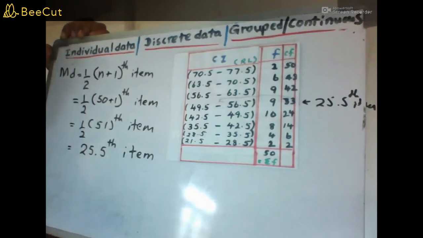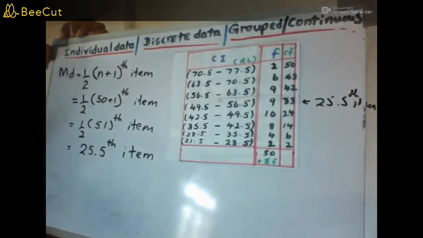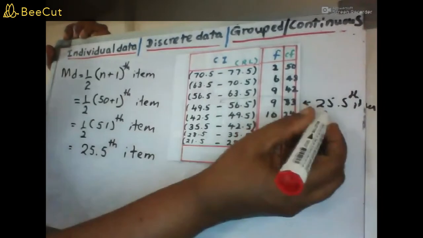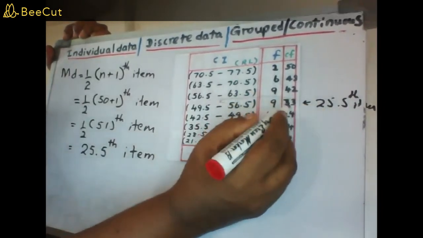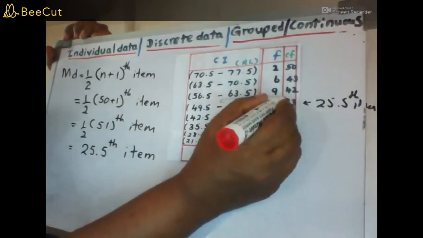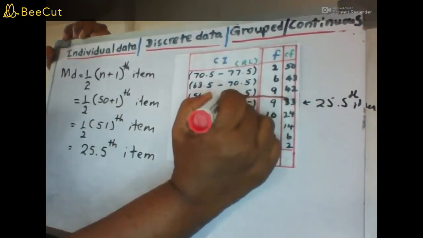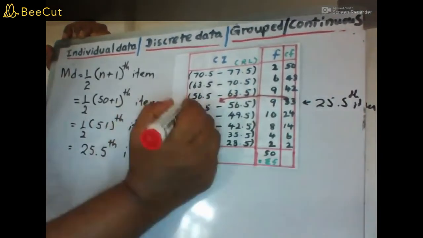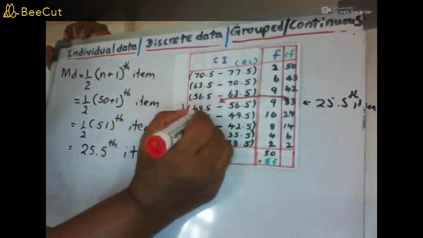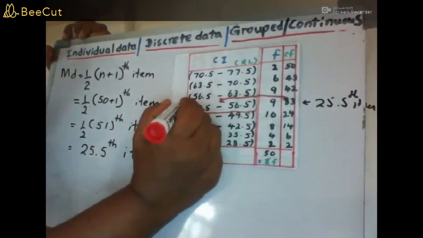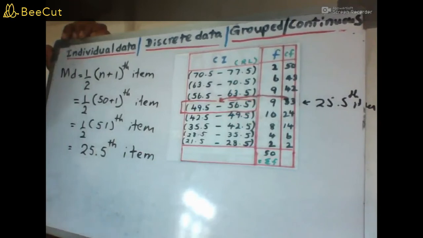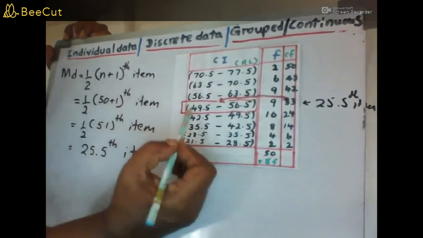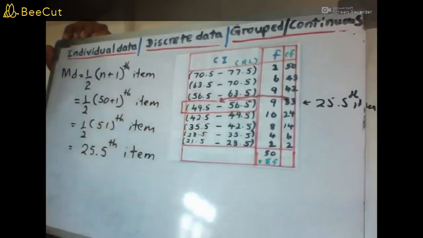Right. So this is the 25.5th item. The child is here among these 33. We have to find the relevant mark. It is here in this class. We call this class the median class. The mark lies between these two values, 49.5 and 56.5.